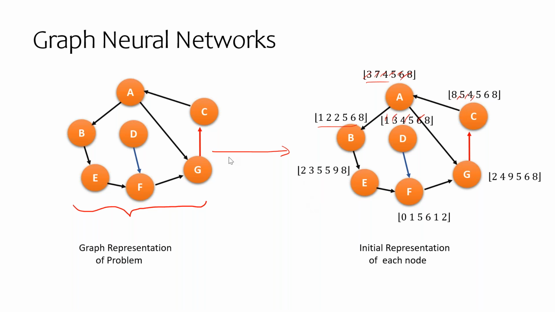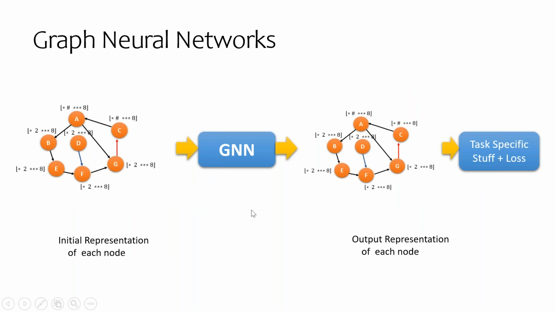So let's say I have that initial representation of the node, and that goes through the GNN, my graph neural network. So this is my initial representation of the graph data structure, and that goes to the GNN, the graph neural network, and that gives me a certain number, right? So the vectors basically change.